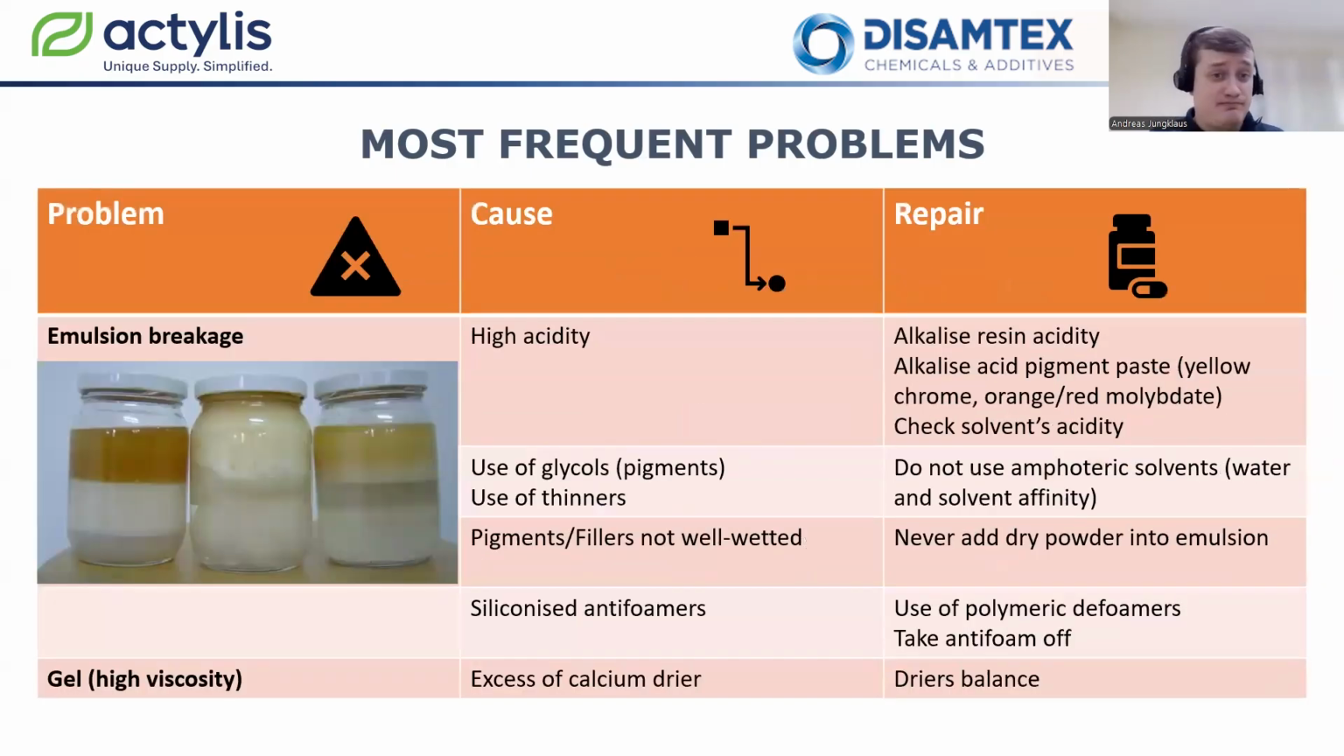Emulsion breakage is typically caused by high acidity, unsuitable solvents, poor pigment wetting, or incompatible additives such as silicone antifoams. Solutions involve pH adjustment, using polymeric defoamers instead of silicone-based ones, ensuring proper pigment dispersion, and so on.